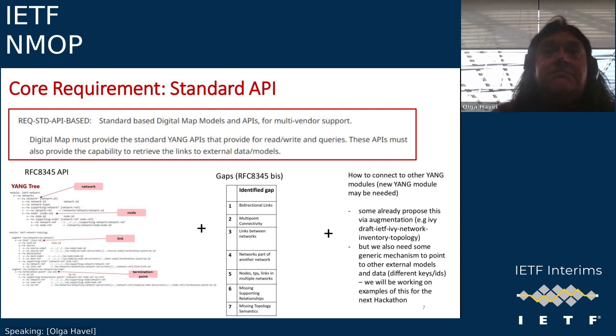So really this standard API should be able to have RFC 8345 as we have it now, plus these gaps, not more than these gaps, just these gaps, and then how to connect to other modules. Some modules already augment RFC 8345, like inventory, and then just add inventory information. So that's one way of how to do this link. Another way, if those modules do not augment, then we need some other mechanism, probably some new YANG module to be used for linking from the digital map to some other YANG modules, IETF YANG modules.